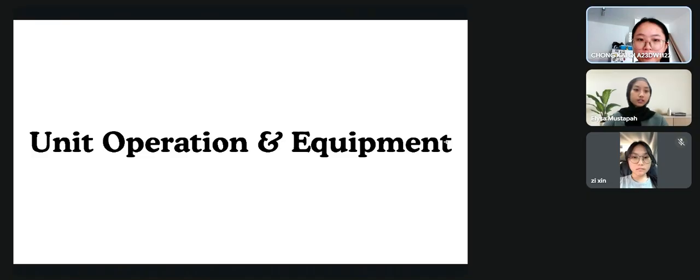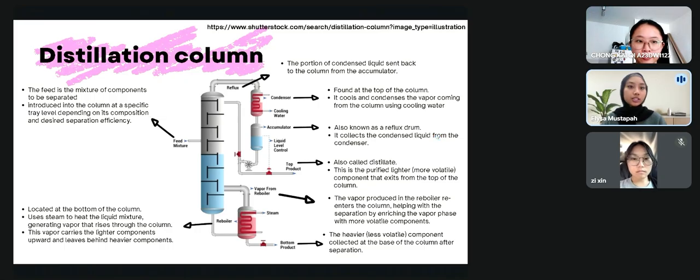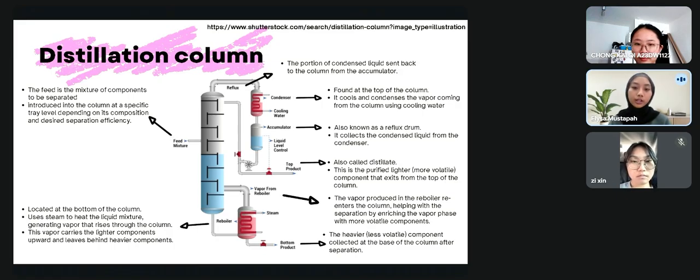For the unit operations and equipment, we have three examples: distillation column, scrubber and condenser. First, the distillation column. At the reflux, a portion of the condensed liquid is sent back to the column from the accumulator. The condenser is found at the top of the column. It cools and condenses the vapor coming from the column using cooling water.